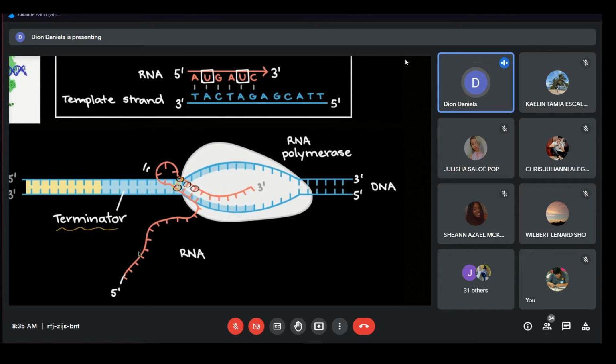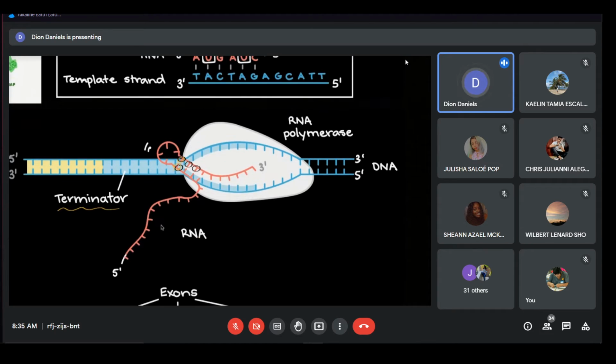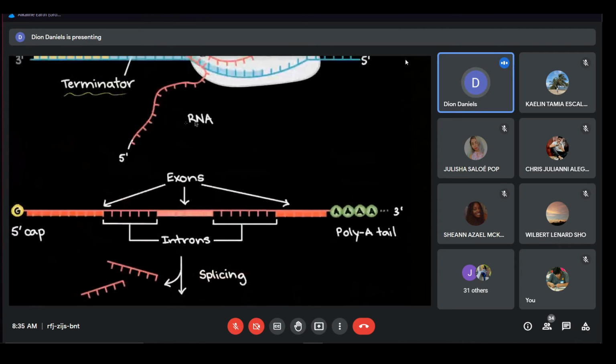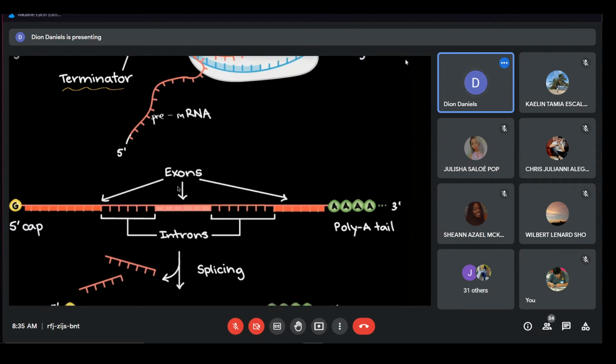Now, if we're talking about a prokaryote, we're done. We would have formed this messenger RNA, which then can go to a ribosome and be translated into a protein. But if we're talking about a eukaryote, then we have to do a little bit of processing. If this is a prokaryote right over here, this would be our mRNA. If this is a eukaryote, then this is our pre-mRNA, which now has to be processed.